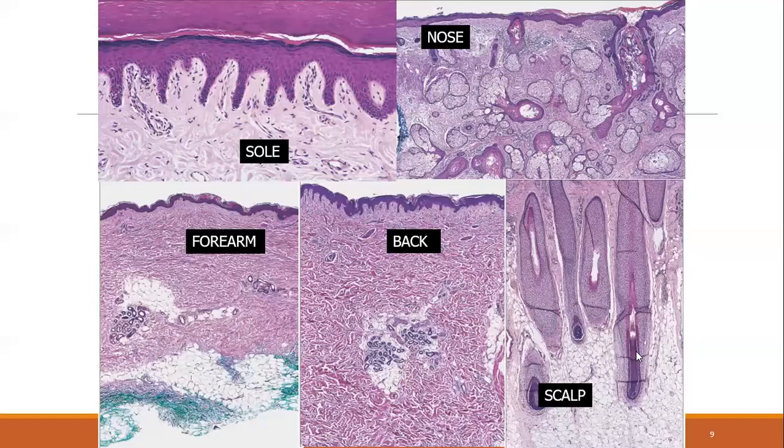This diagram shows the density of hair follicles in different areas. No hair is present on the palm and sole, so there are no follicles here. Then lots of hair and especially lots of sebaceous glands are seen on the nose and face. Forearm and back will have a moderate number of hairs, while the scalp is full of terminal hairs.